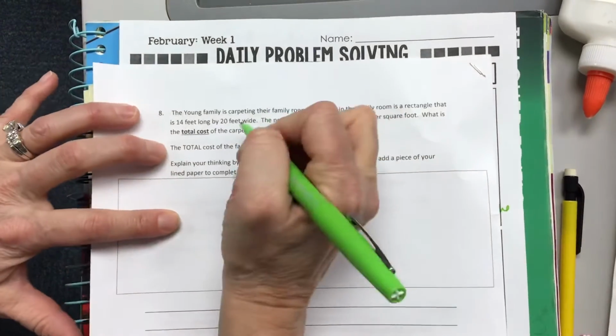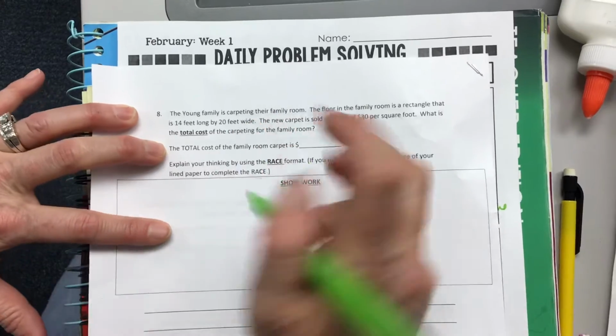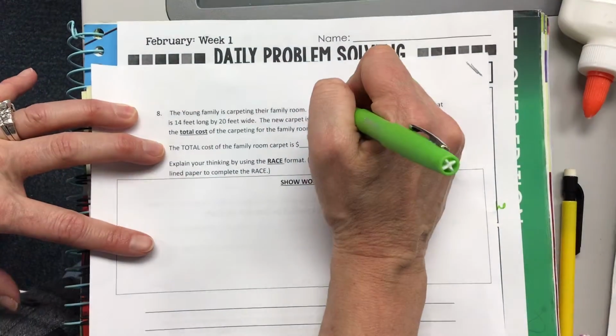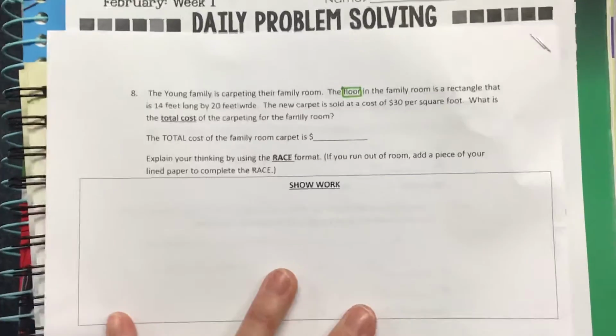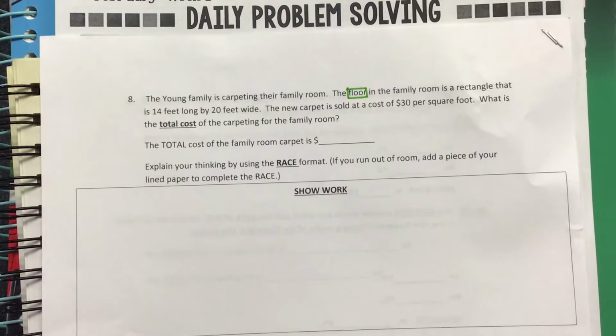The young family is carpeting their family room. The floor, so I want to put a box around the word floor, because when I see floor, it makes me think what? What am I probably going to have to find in order to solve this problem when I see the word floor? Cooper.